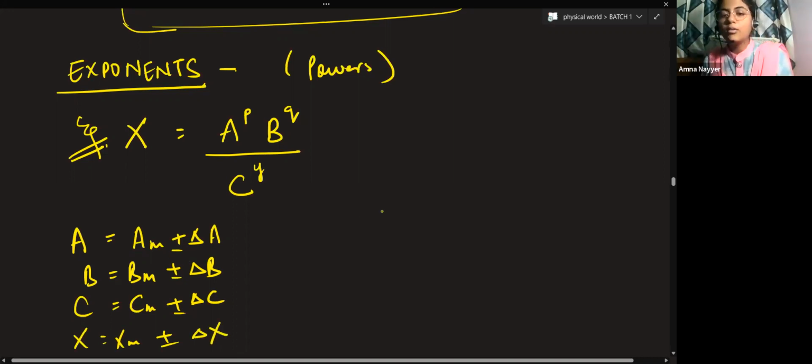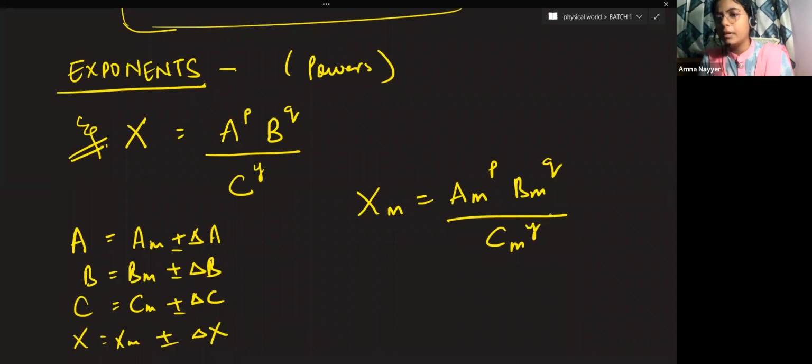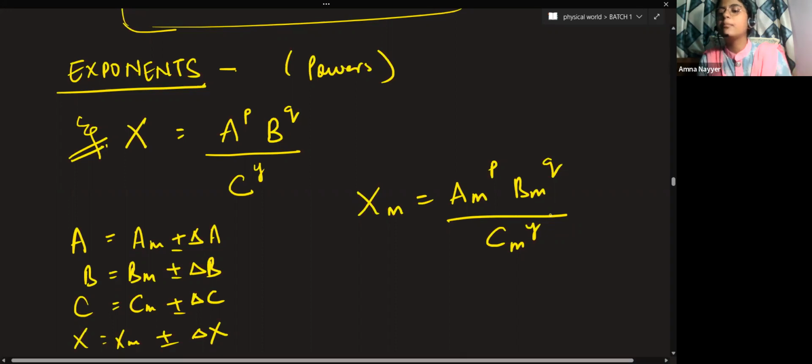So if you have to calculate xm, then put it as it is in it. Instead of a, write am to the power p, bm to the power q divided by cm to the power y. The way you have been dealing in division also, if you have to calculate xm, you divide am by bm. In multiplication, you will multiply am by bm. So xm will be the same.